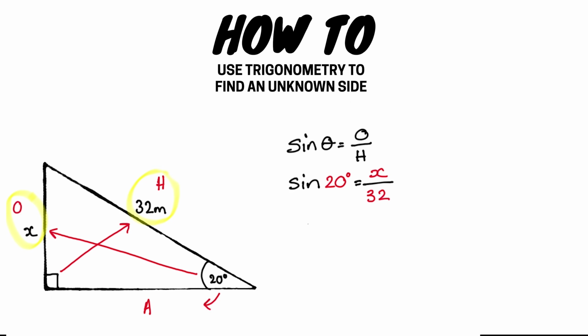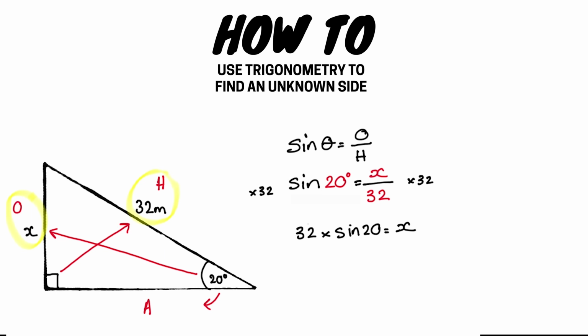Our goal is to get x by itself. Because the x is divided by 32, we need to do the opposite and multiply both sides of the equation by 32. This gives us 32 times sine 20 is equal to x.